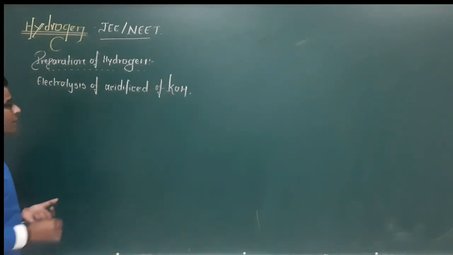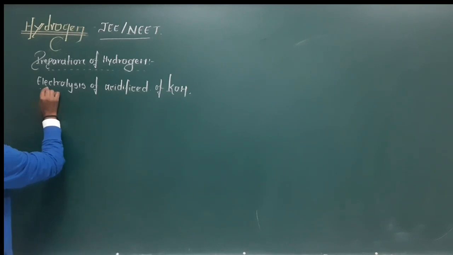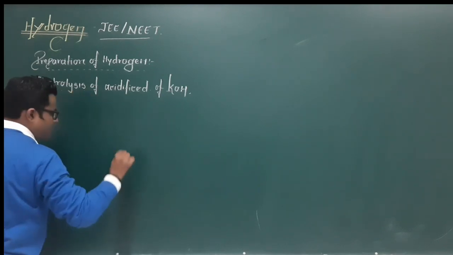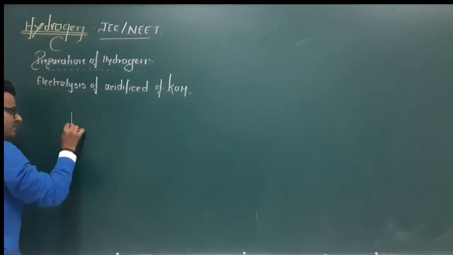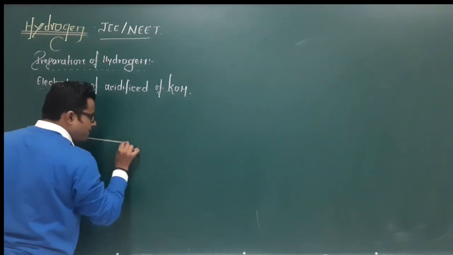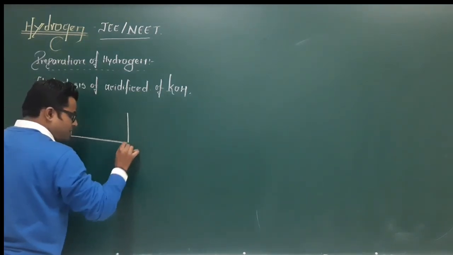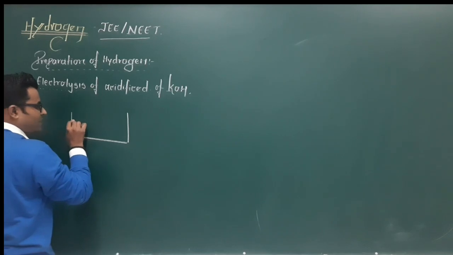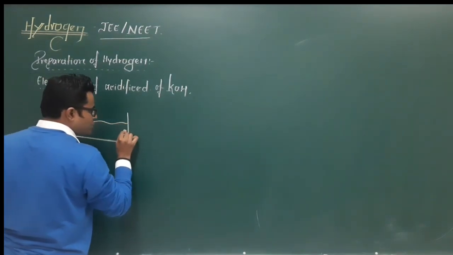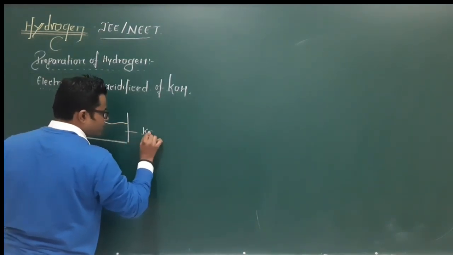Okay, so now first thing that we have to understand is the process of electrolysis. In the process of electrolysis, what we have is a big tank or a container in which we are first going to fill up the solution of KOH.